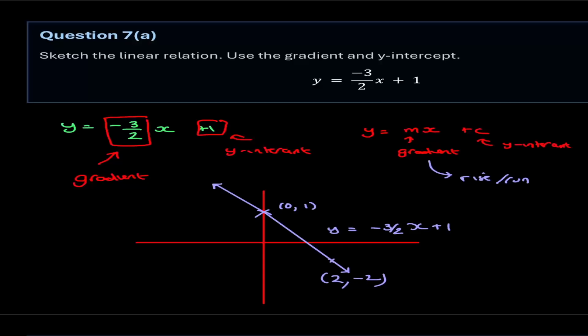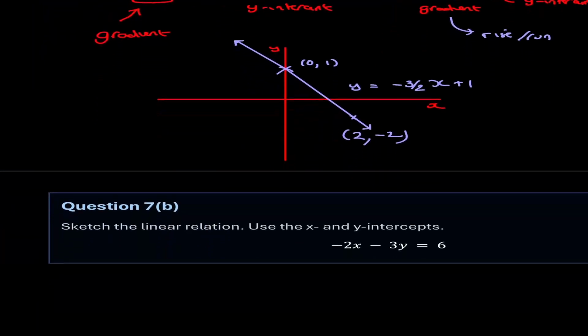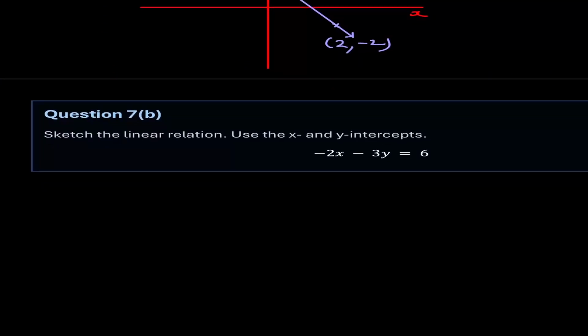So it's a good idea, probably, if you had axes on your graphs, that way you could draw it a lot more accurately. Perfect. Okay, let's do a few more like that. What about this one? It says sketch the linear relationship using the x and y-intercept method this time.